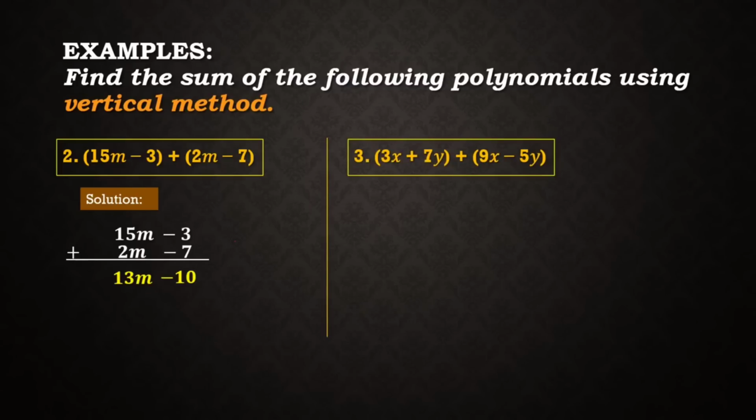For example number 3, we have 3x plus 7y plus the quantity 9x minus 5y. Again, we align like terms or similar terms and we add them. 3x plus 9x is equal to 12x and 7y plus negative 5y is equal to 2y.